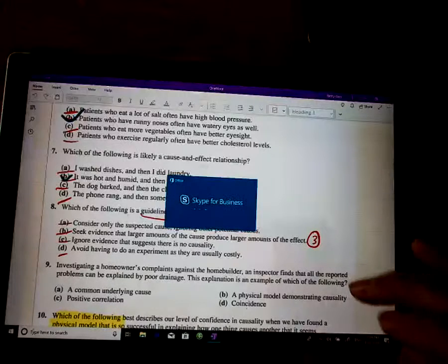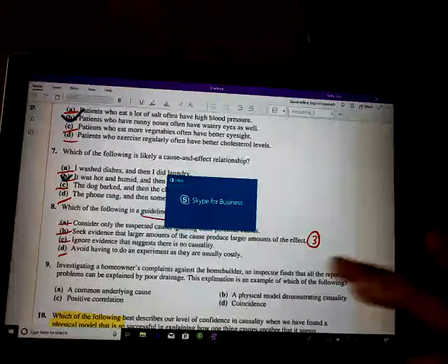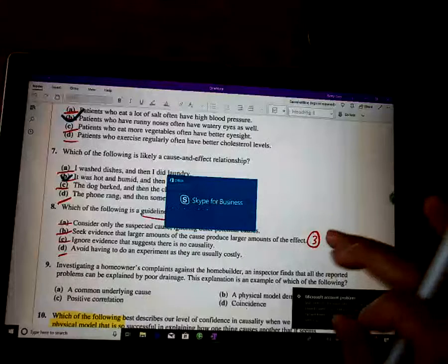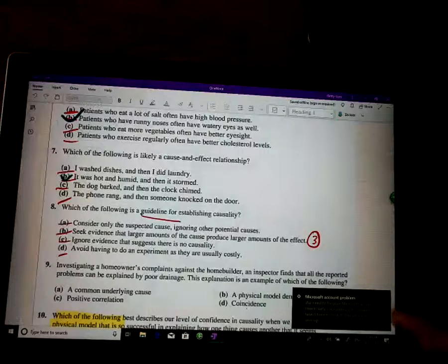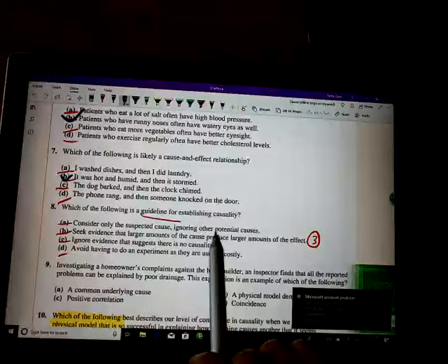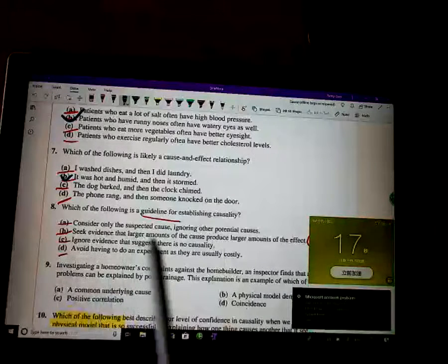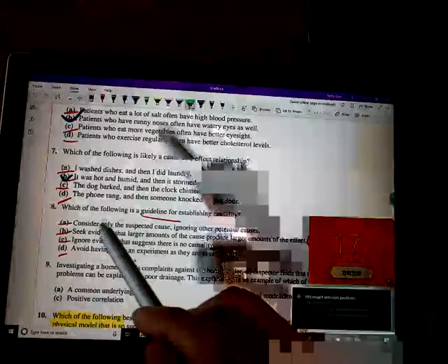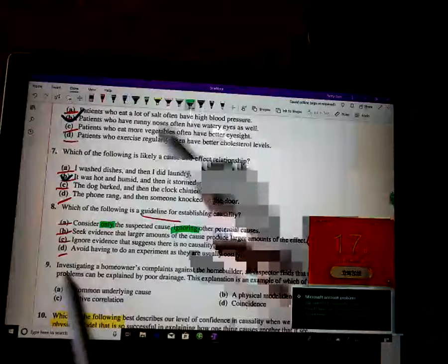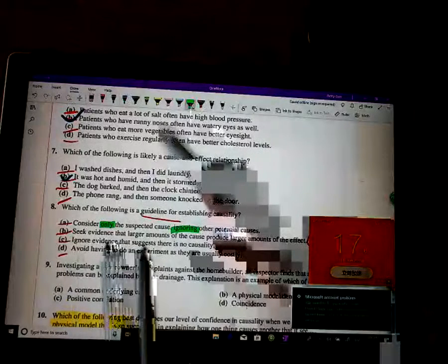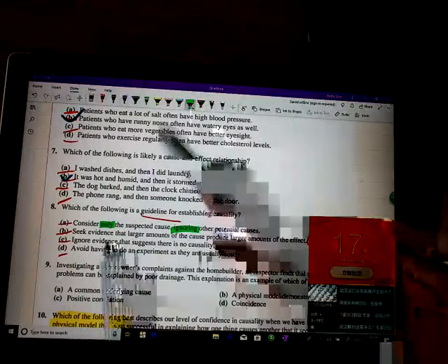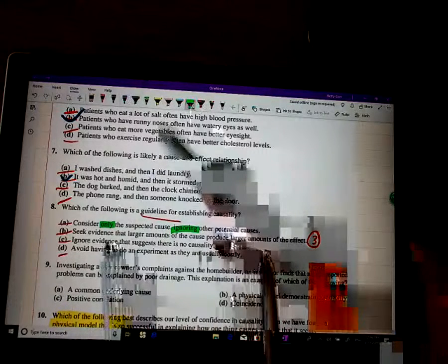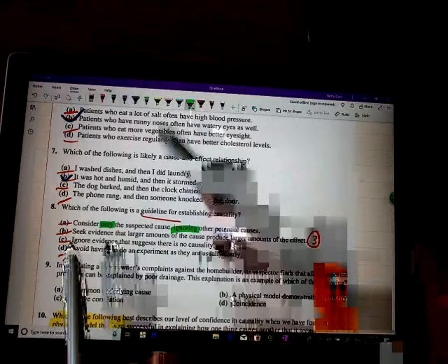Okay, finally, where were we? We were talking about number 8, right? Which of the following is a guideline for establishing causality? A. Consider only the suspected cause, ignoring others. I'm trying to highlight those keywords: only. B. Seek evidence that larger amounts of the cause produce larger amounts of the effect.